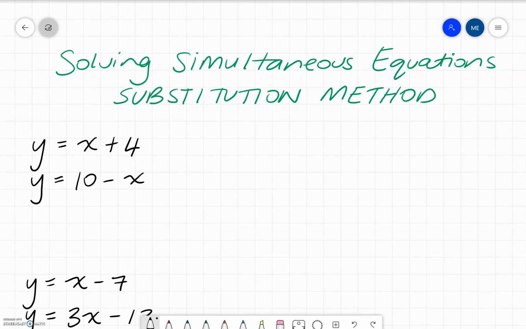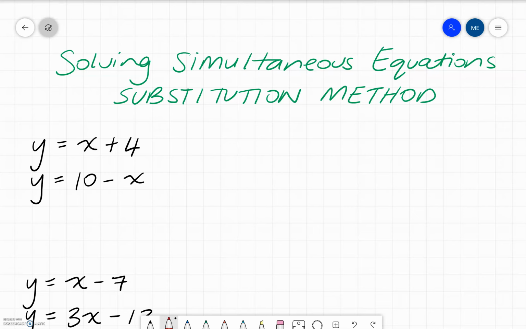Hi, this video is on solving simultaneous equations. We're going to be using simple equations that you're likely to see in the assessment. So these ones are all in the form of y equals x plus or minus something. If your equation is not in this form, rearrange it so that it is y equals.